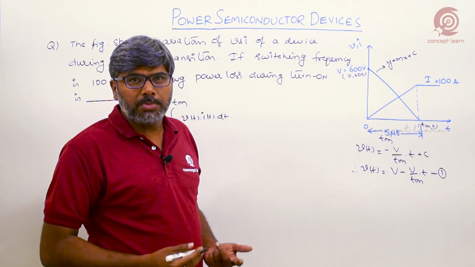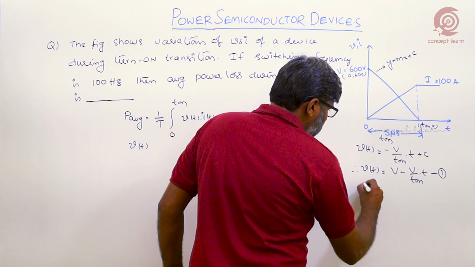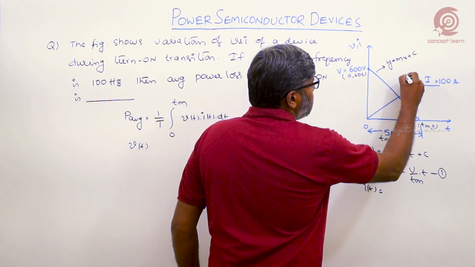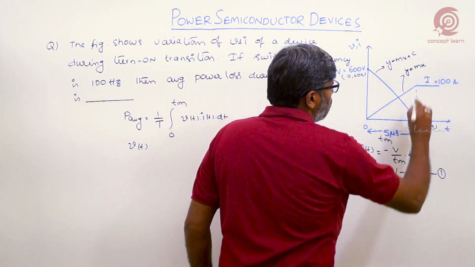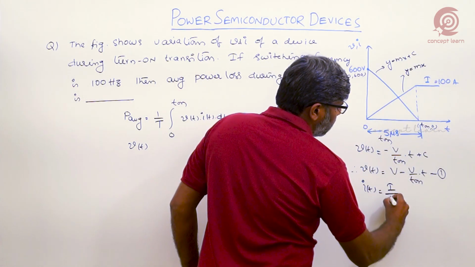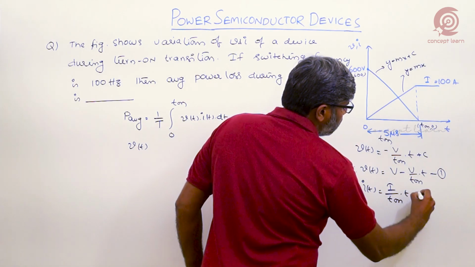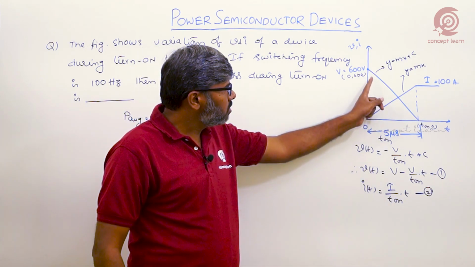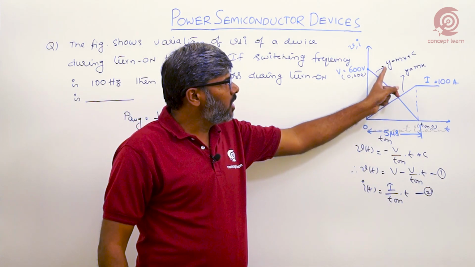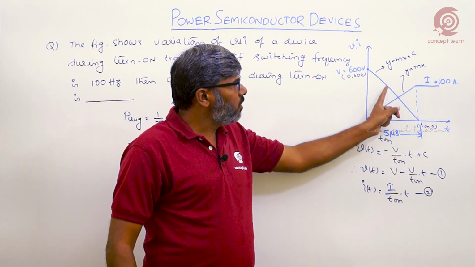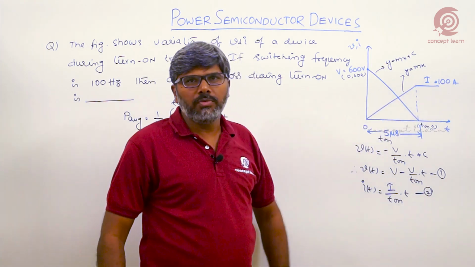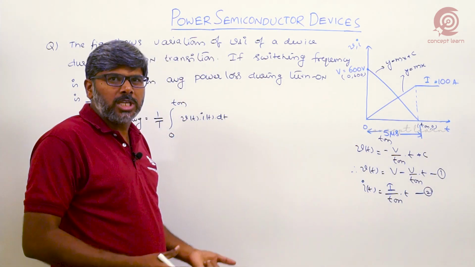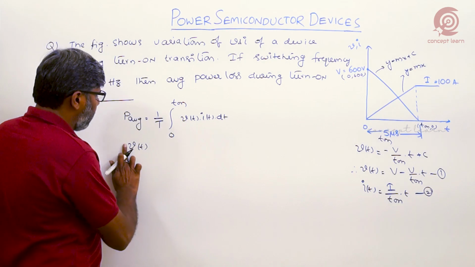Then what is the I of T expression from the given variation? For I of T, this is a line passing through the origin. The straight line is y equals mx. So we get directly I by T on into T. This is equation number 2. So how are we getting these two straight line equations? By using y equals mx plus c for the voltage variation, and y equals mx for the current variation. Now if you know these two expressions, substitute them in the average power formula.